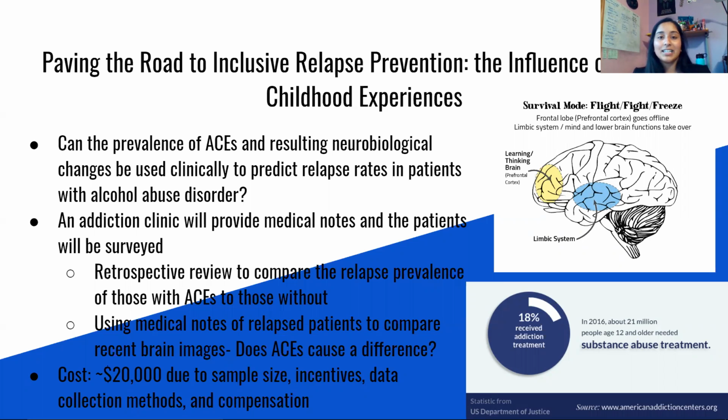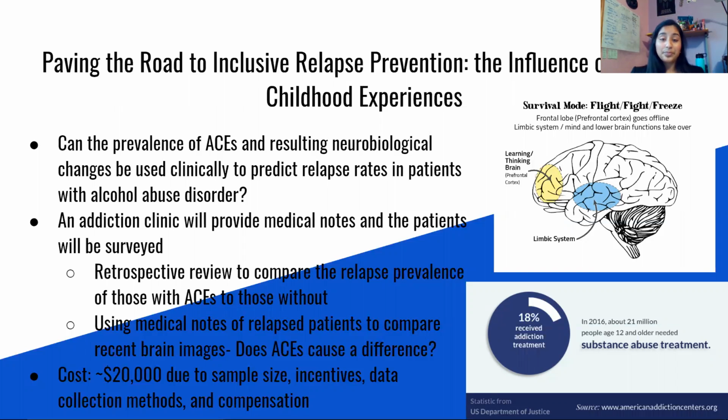Before we begin, I'd like to talk about why this topic is so important and what past research has been done on it. In 2016, approximately 21 million people over the age of 12 were recorded to have some sort of substance abuse disorder, yet only 18% received the treatment that they needed. It's important to research this topic because understanding why it happens can help us understand what the best course of treatment would be.